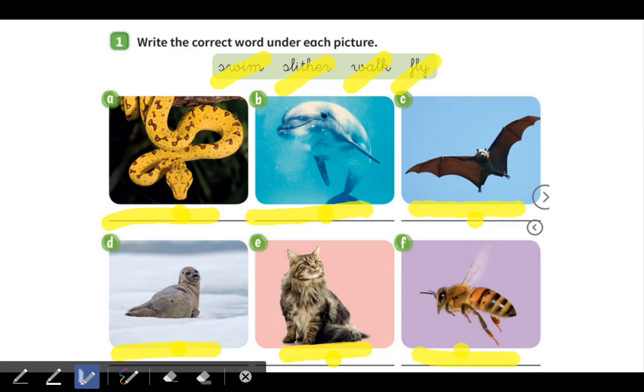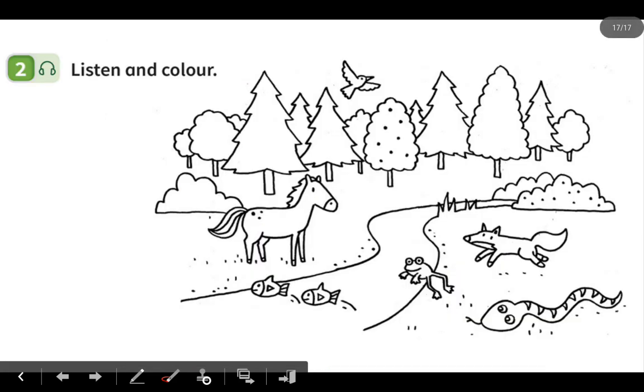Alright? You will do it really well. And finally, you've got this activity. This is listen and color. You've got this picture with animals and a landscape, and you've got to listen and color. The audio file will be on my blog, and you can listen to it from there.